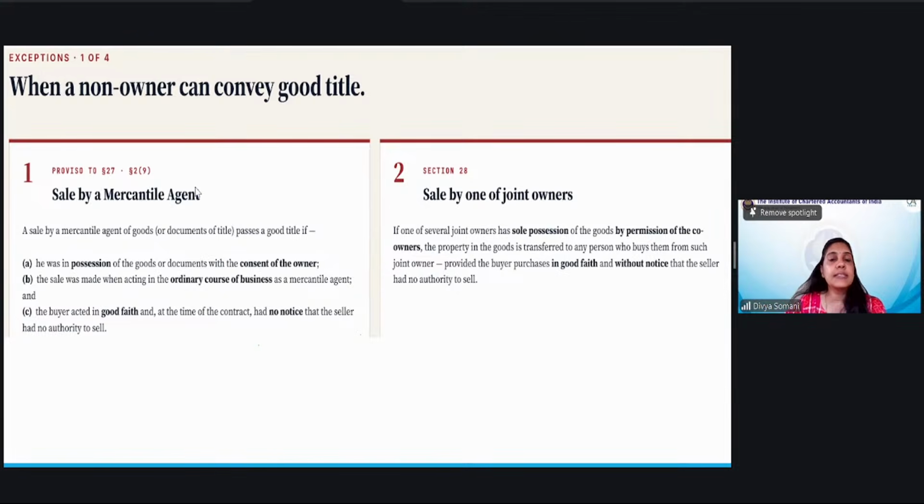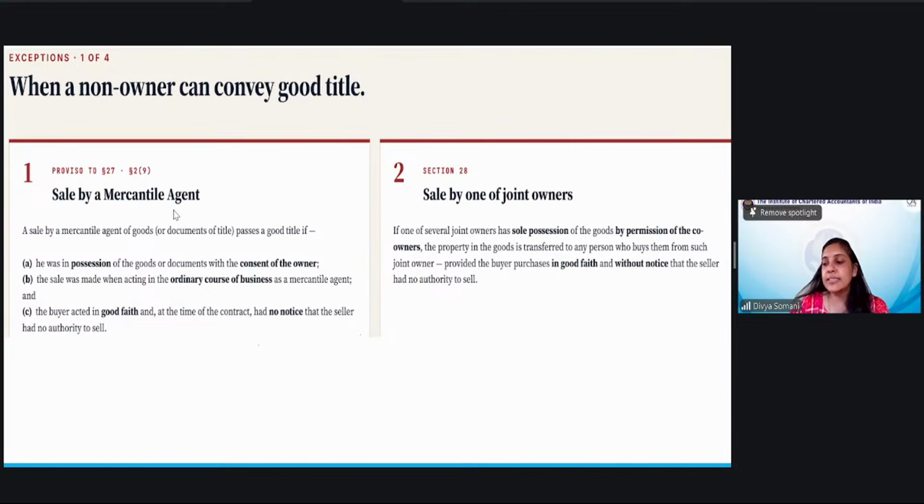So, first exception, let us discuss. There will be 8 exceptions here. Total 8 exceptions we have to discuss. So let us quickly take this topic: where a non-owner can convey a good title. So what are the circumstances where even a non-owner can pass on a good title? So the first point here is sale by mercantile agent.